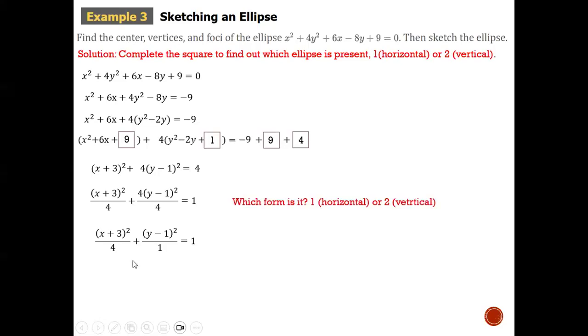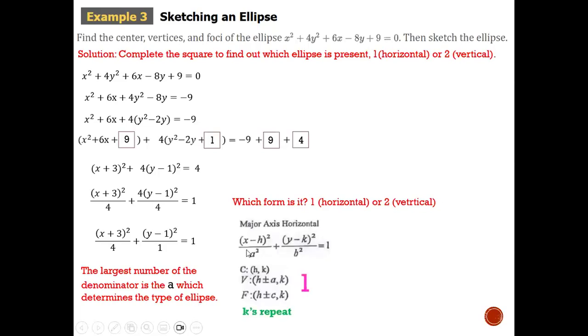Okay, so now which form is it? Well, the bigger number was under the x's. The largest number of the denominator is the a. So that determined that it's going to be major axis horizontal. And then we just had to get all the information. So we're going to continue that on the next slide. So we found the equation, the type of equation. We're going to continue finding the center, the vertices, and the foci.